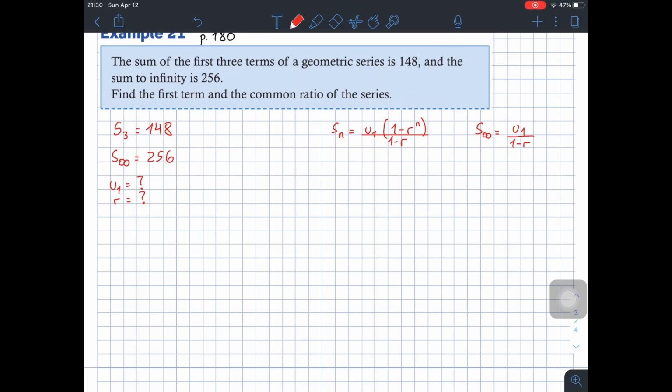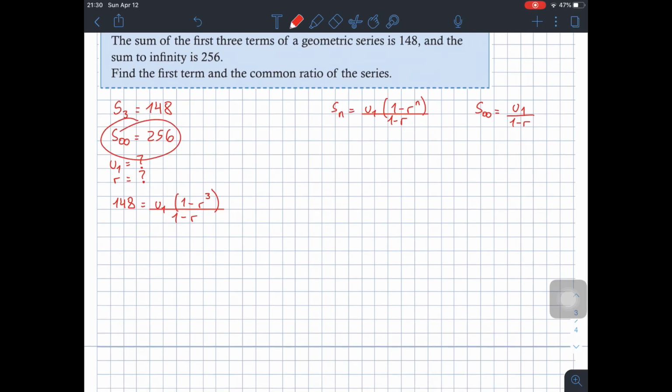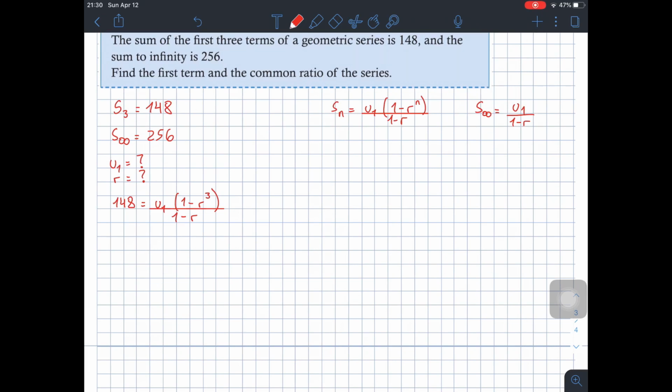If we have S of 3, we can rewrite using this formula the following. We would say that S of 3, which is 148, equals u1, which we don't know, times 1 minus r, which we don't know, to the power of 3, because this is S of 3, divided by 1 minus r. We don't know r. So we see that we have two variables here, u1 and r. So we need a second equation to solve this. If I write the second equation, which we're going to write by using the second piece of information, the sum to infinity is 256. So 256 equals u1, which we don't know, divided by 1 minus r, which we also do not know. So you see that here we have two equations with two variables, u1 and r.